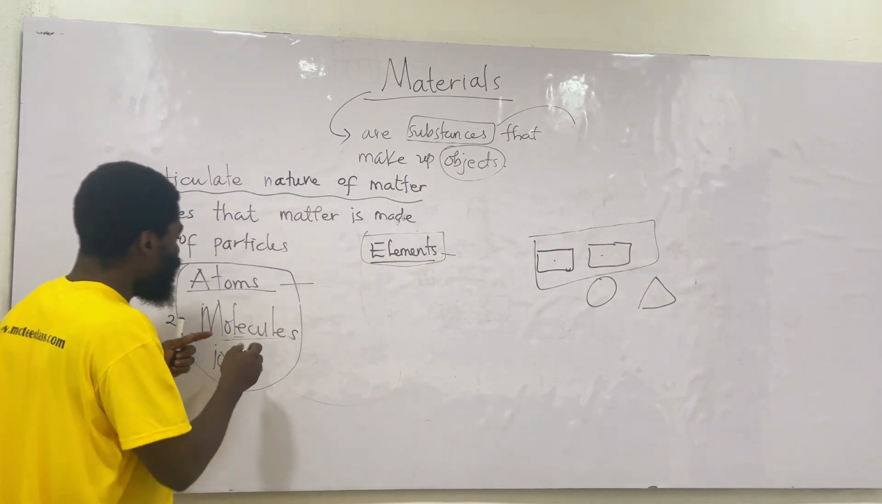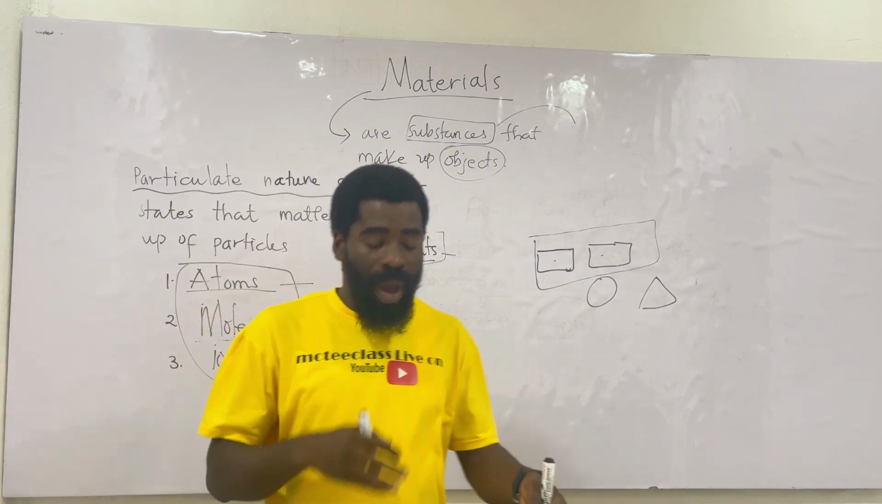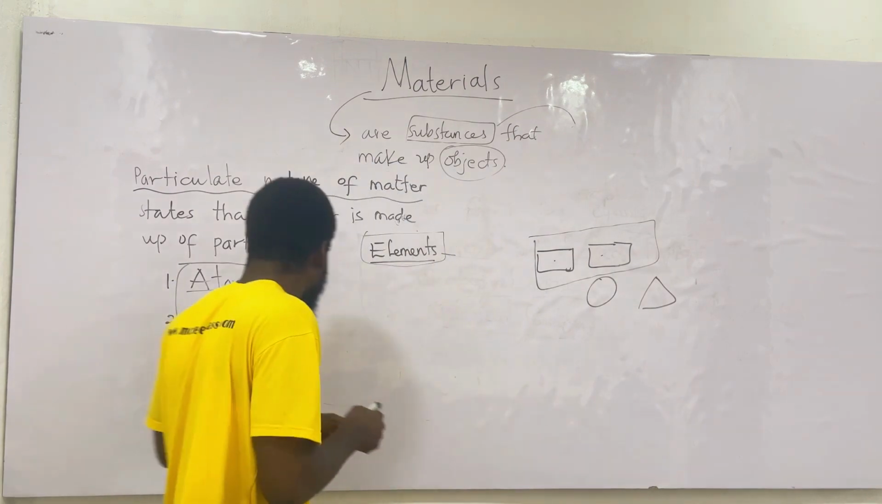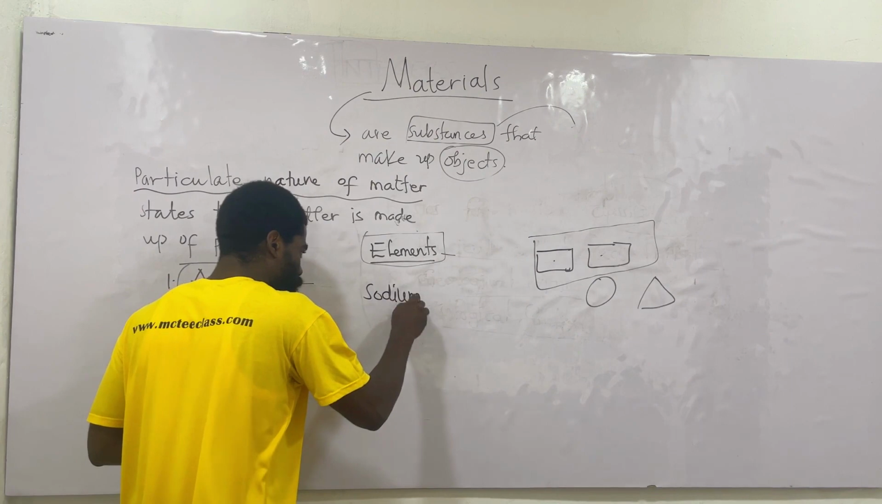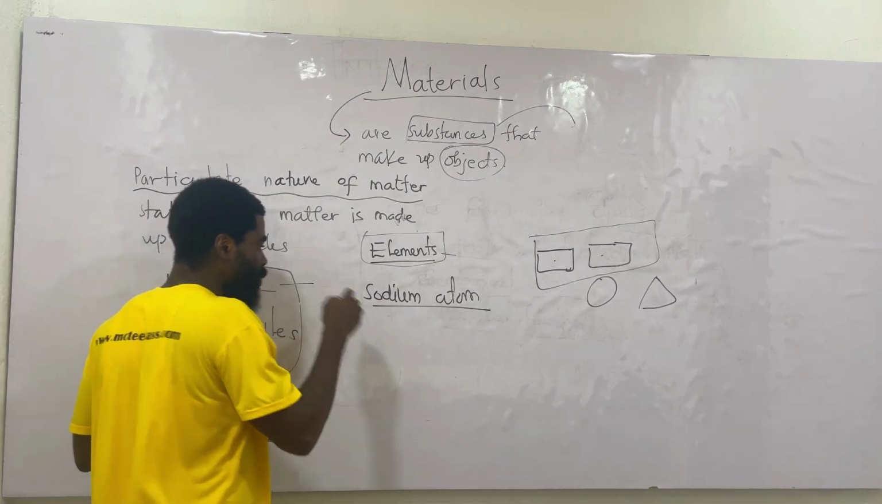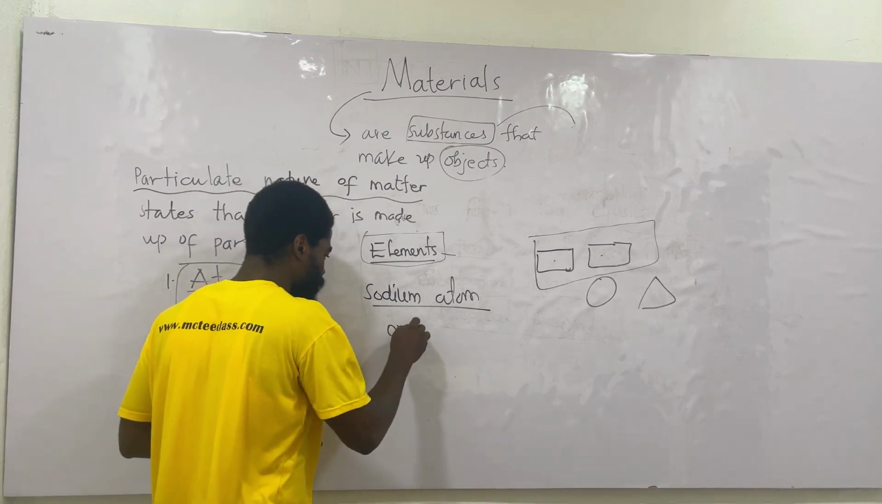Now, when we put atoms together, when we group two atoms together, we get a molecule. Take note. So what is a molecule? An example of an atom is the sodium atom. So sodium is an atom, right? Then we can also have oxygen.